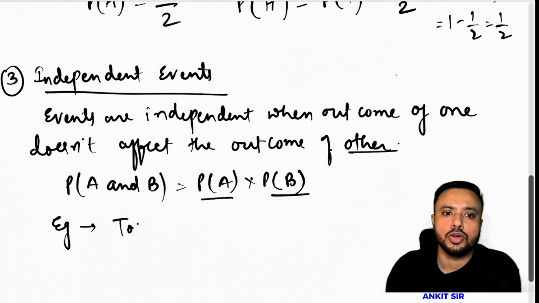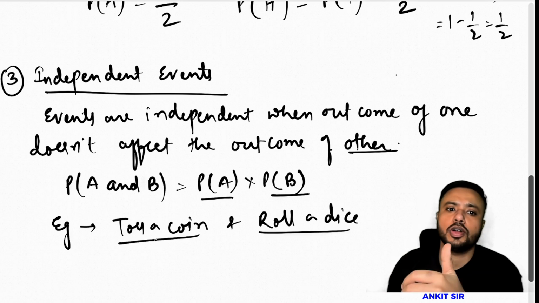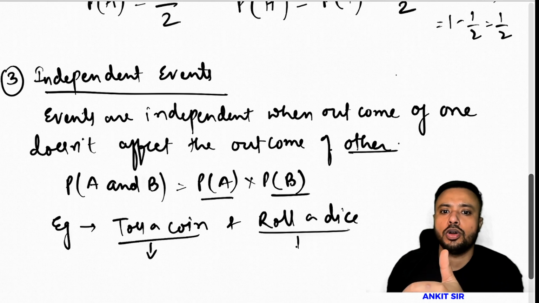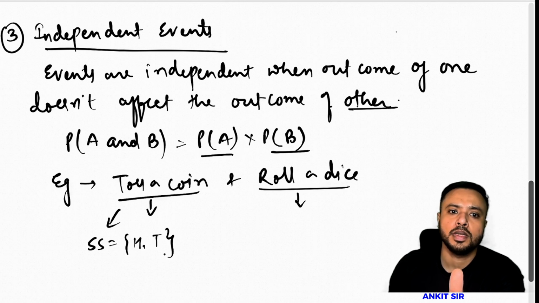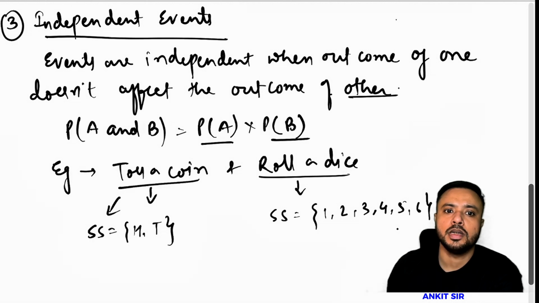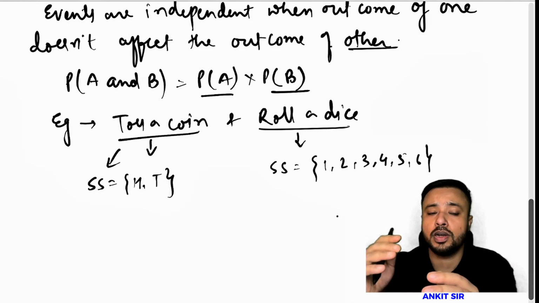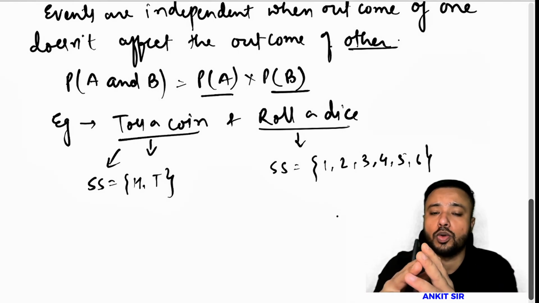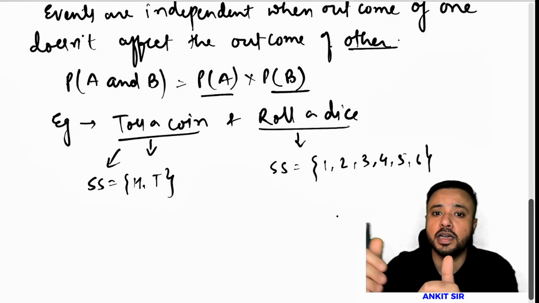Let's say you toss a coin and roll a dice. Please understand, whatever result you get on the coin is not going to affect the result of the dice. For this experiment, for the tossing of a coin, the sample space is head comma tails, and for rolling of a dice, the sample space is 1, 2, 3, 4, 5, 6. Let's say I asked you a question: what is the probability of getting a head and a six? When you're tossing a coin and rolling a dice simultaneously, meaning together, what is the probability of getting a head and getting a six on the dice?